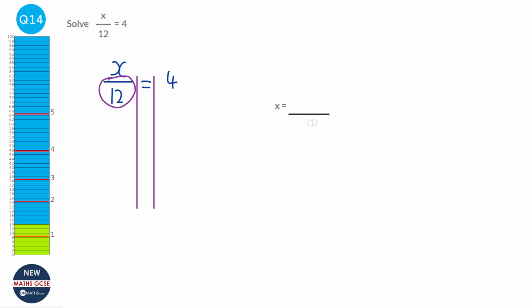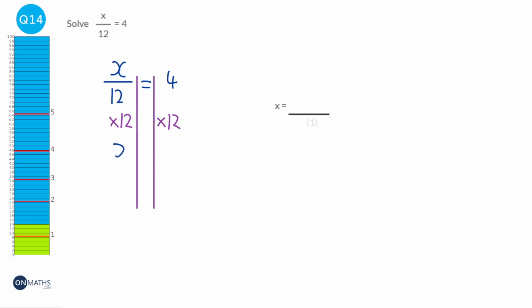This over 12. What does over 12 mean? Well, it means divide by 12. So how do we get rid of it? Well, we do the opposite, the inverse of divided by 12. What is the opposite of divide by 12? Times 12. Now these lines show us that whatever we do on the left hand side we have to do on the right hand side. So we have to times 12 both sides.